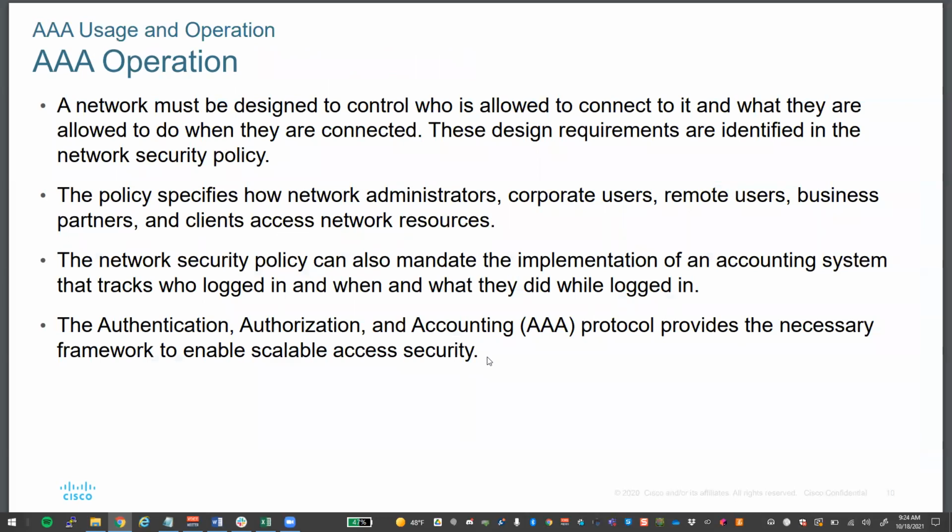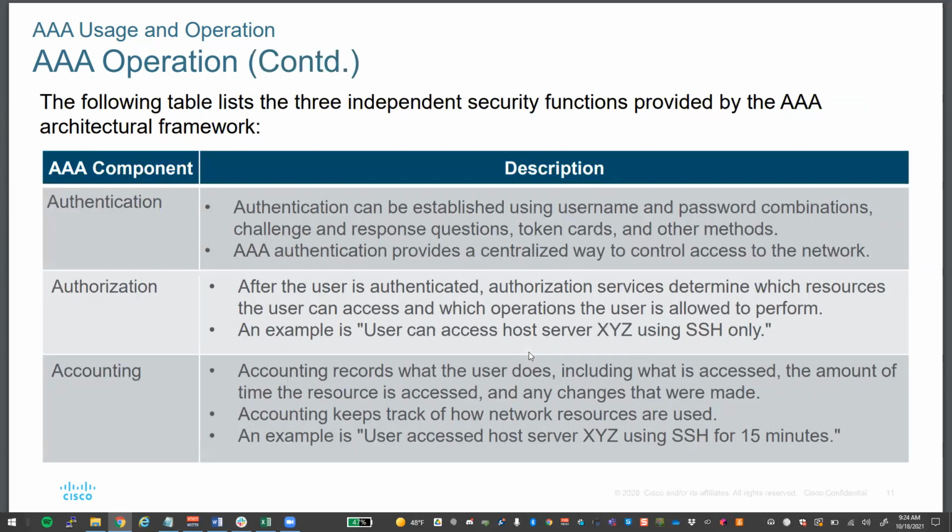All right, so you should be familiar with AAA, which is your authentication, authorization, and accounting protocol. This provides the necessary framework to enable scalable access security. So the idea here is that you mandate some kind of accounting system, which is going to track who logged in, when, where, what, and why into a particular system.